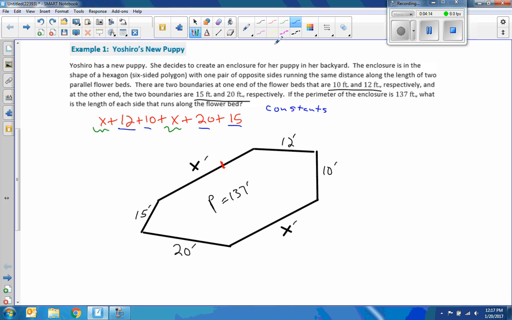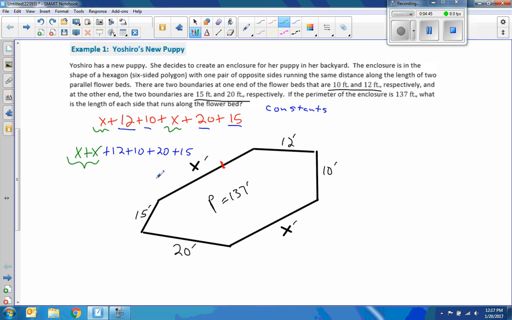So we're going to combine our like terms. I'm going to do this color-coded. So x will be green. X and x, so I'm going to say x plus x. I just put them together. And then I'm going to put all the numbers together: plus 12, plus 10, plus 20, plus 15. All I did here was rearrange our expression, which is the commutative property. Order does not matter. Okay, so now we're going to combine like terms.